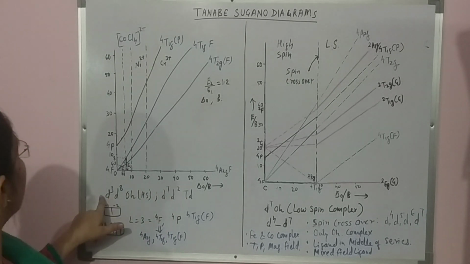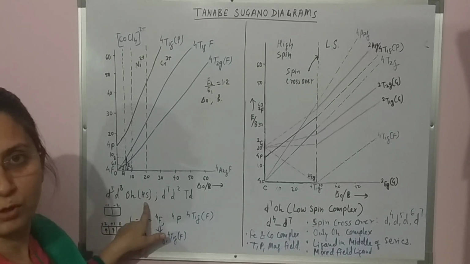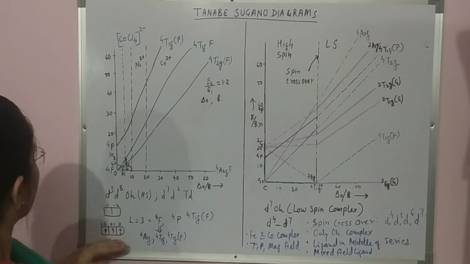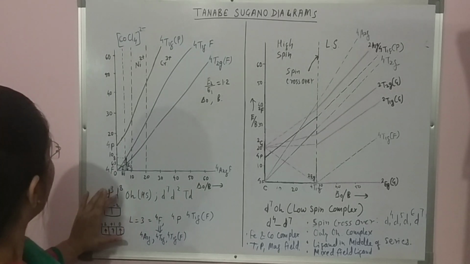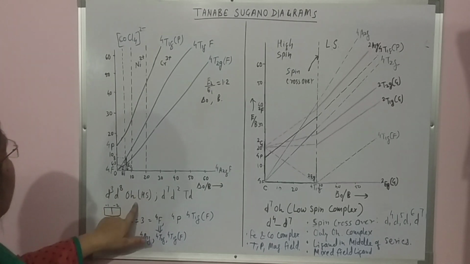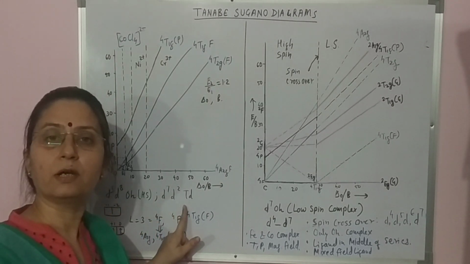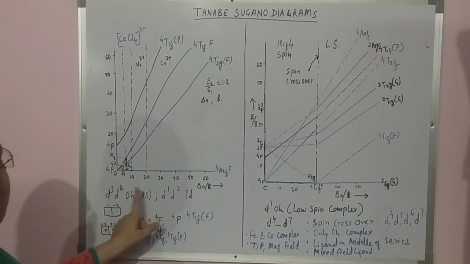And one more thing, in d3 and d8 only HS, means high spin complexes are possible, because this is the maximum multiplicity it is showing. So this type of complex will show only HS kind of diagram. And similarly Td, means tetrahedral, is also high spin complexes, and we know the relation between the two.